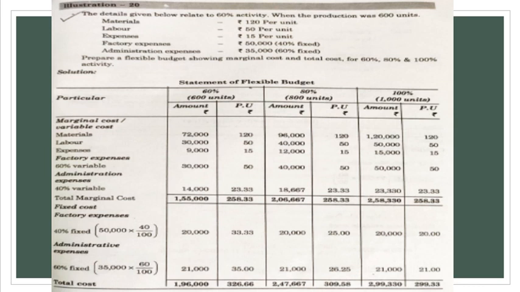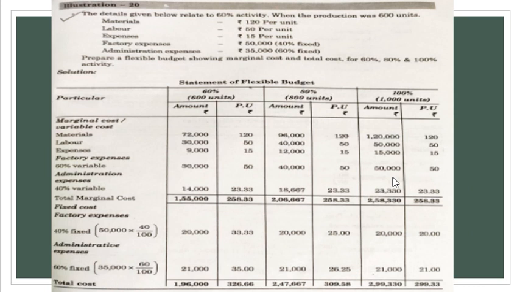So far, material, labor and expenses are variable. In factory expenses, 40% of 50,000 is fixed, so the remaining is 60%. 60% of 50,000 will give you 30,000. 30,000 divided by 600 will give us 50. As this is a variable expense, the cost per unit will remain the same: 50 for 800 units and 50 for 1000 units. So 50 into 800 gives 40,000, and 50 into 1000 gives 50,000.